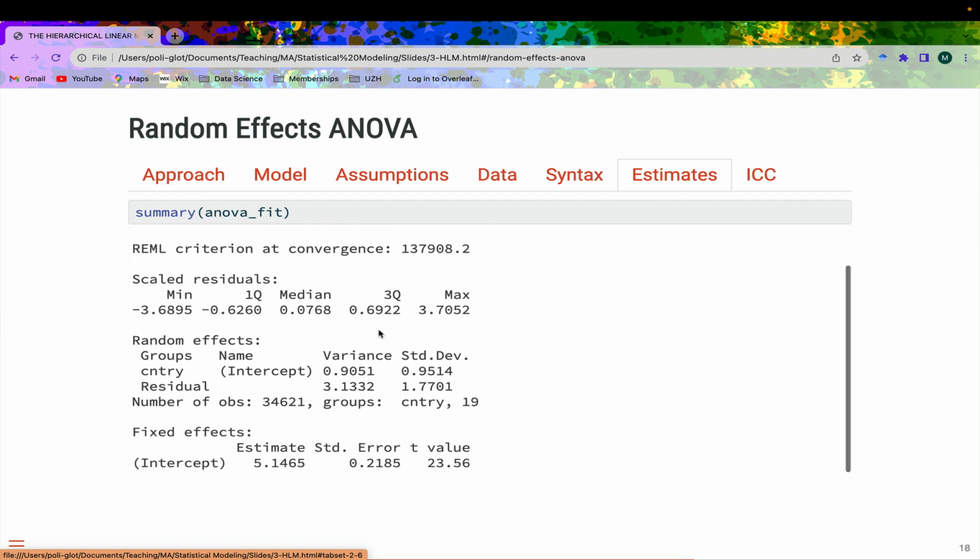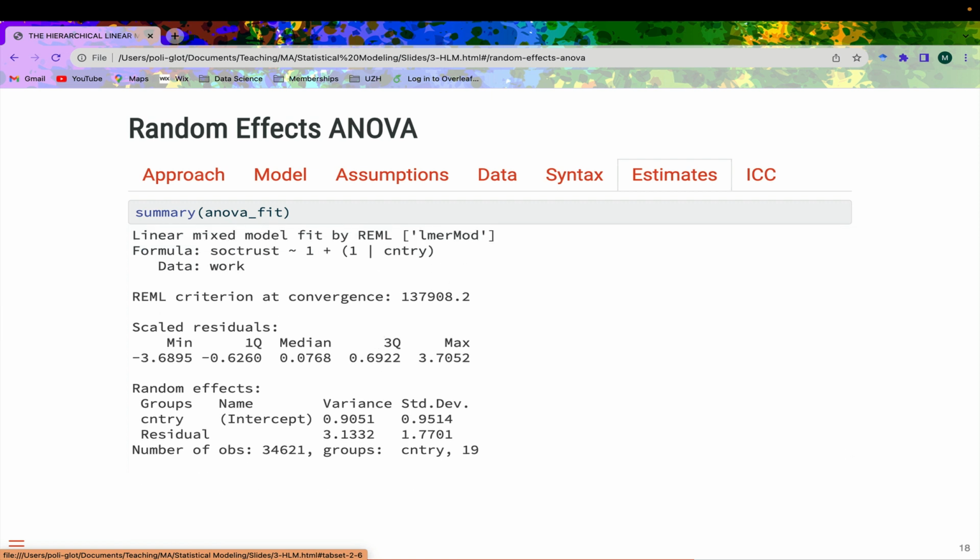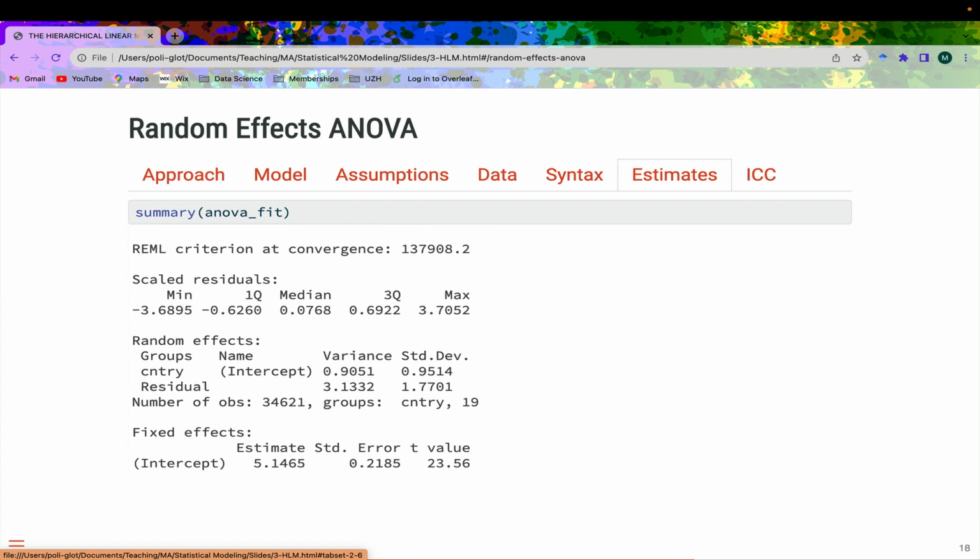There's a lot of it, so you need to scroll down here. And the first bit I'm actually going to skip. I'm going to go to the section here that is called random effects, and then I'm going to the section here that is fixed effects. So if we actually look at the random effects, we see that there is a country level random effect and a residual random effect. And we get variance and standard deviation estimates.